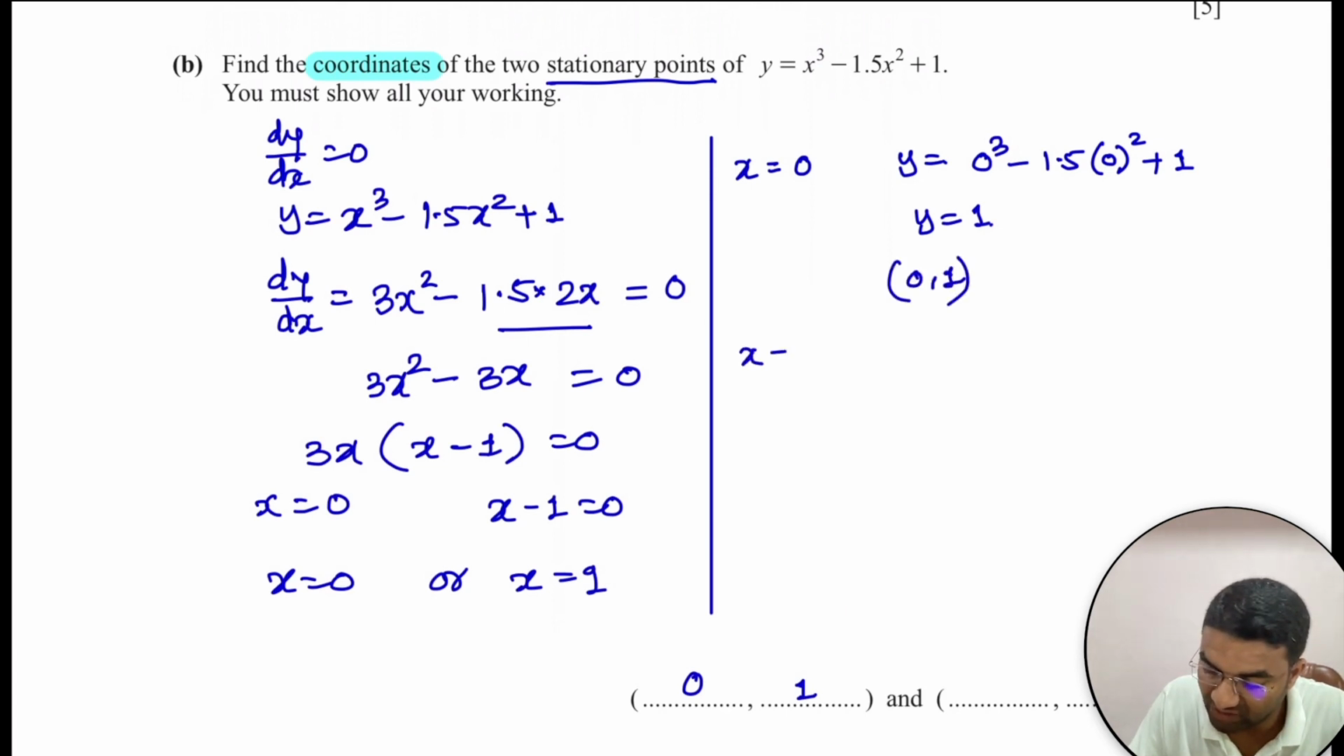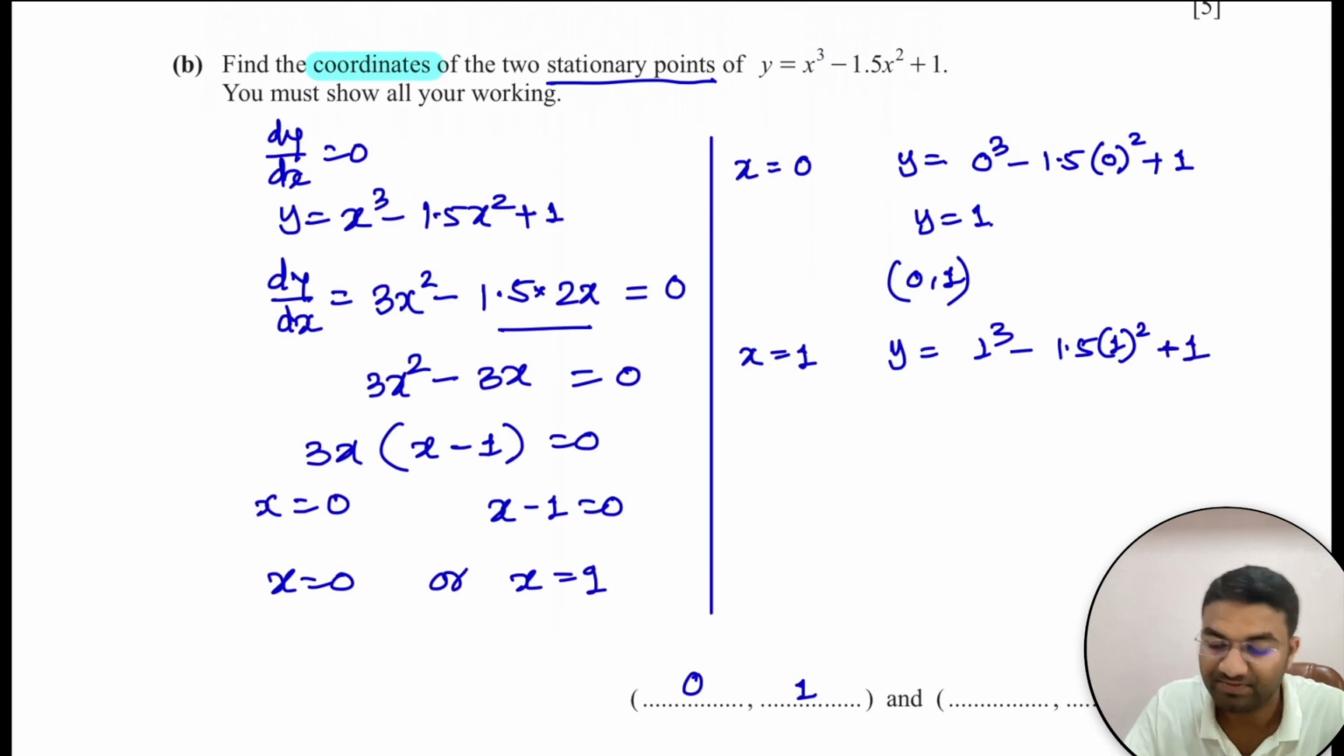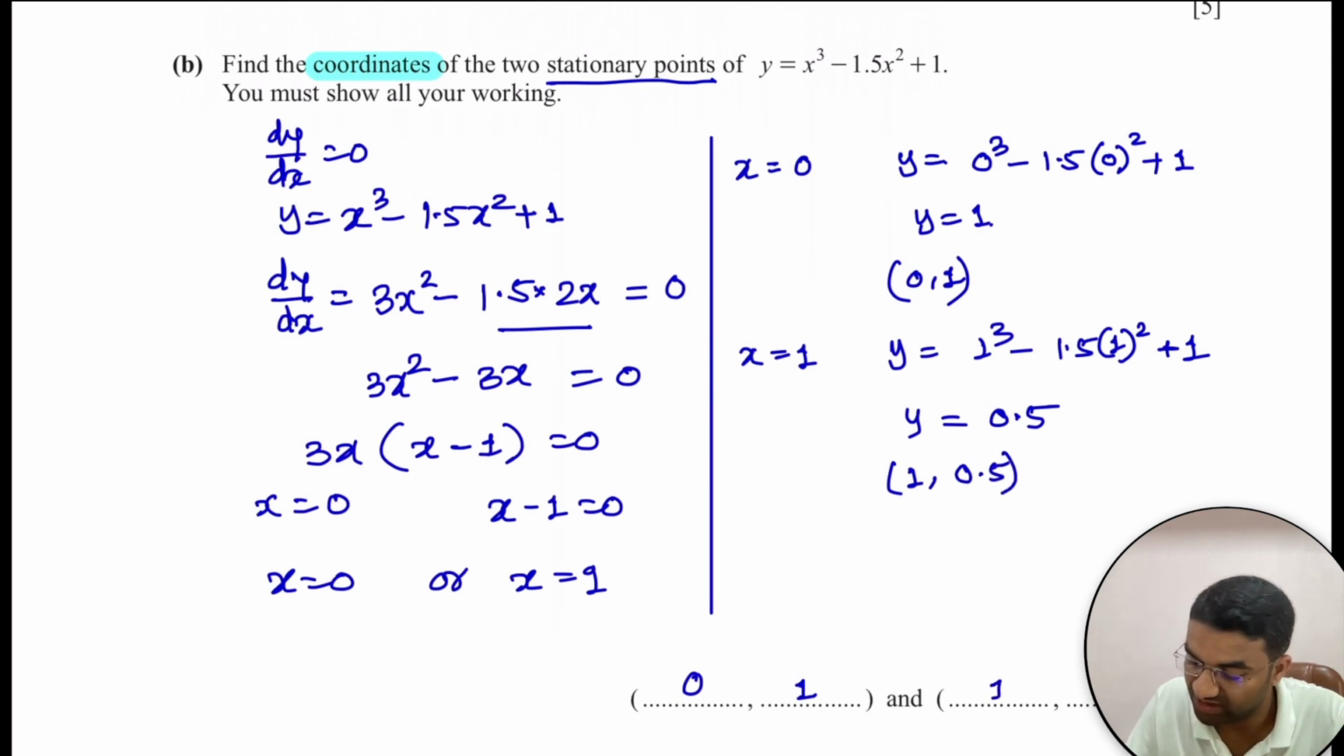Then when x is equal to 1, find out the y point. 1 cube minus 1.5 times 1 bracket square plus 1. 1 plus 1 is 2. 2 minus 1.5 is just 0.5, that is the y point. So the second turning point is 1 comma 0.5. So here you can write 1 comma 0.5.